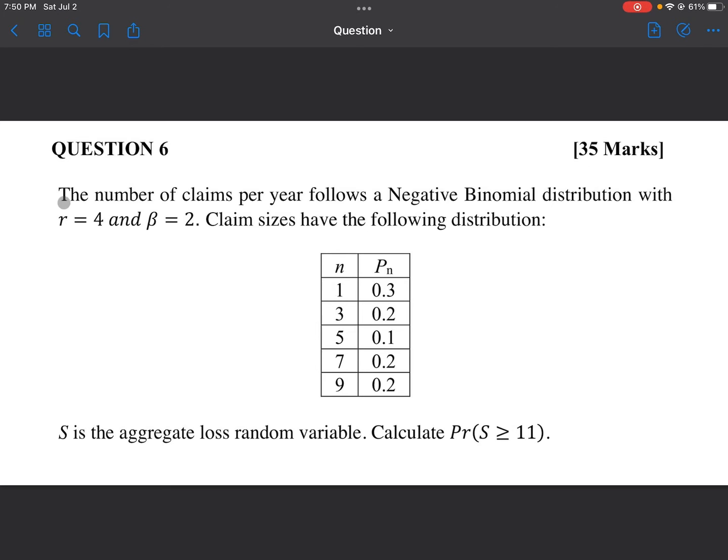The question states that the number of claims per year follows a negative binomial distribution with r equals 4 and beta equals 2. Claim sizes have the following distribution. N here stands for claim sizes and Pn stands for the probability of the claim sizes, which we are given for 1, 3, 5, 7 and 9. And S is the aggregate loss random variable. We are supposed to compute the probability of S greater than or equal to 11. So we will look at this question in Excel.